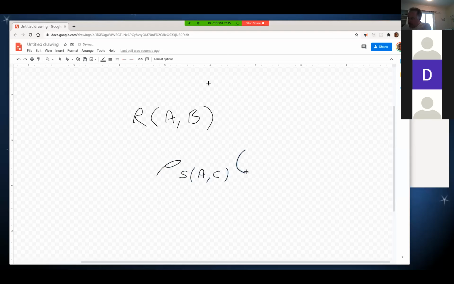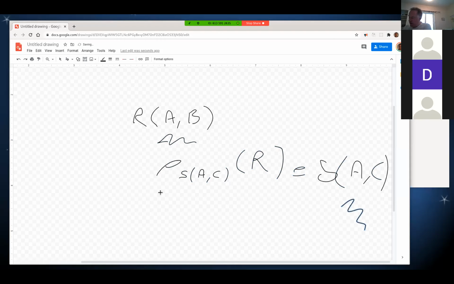That's going to then be, and I do that over R. Okay, so I did the renaming, that's the rho operator, and I basically am giving it a fresh signature, where I have the S, A, C. Whatever the contents is here, it's just going to copy the full relation, and it's now going to have the signature of S, A, C. And this is going to be equivalent to that.